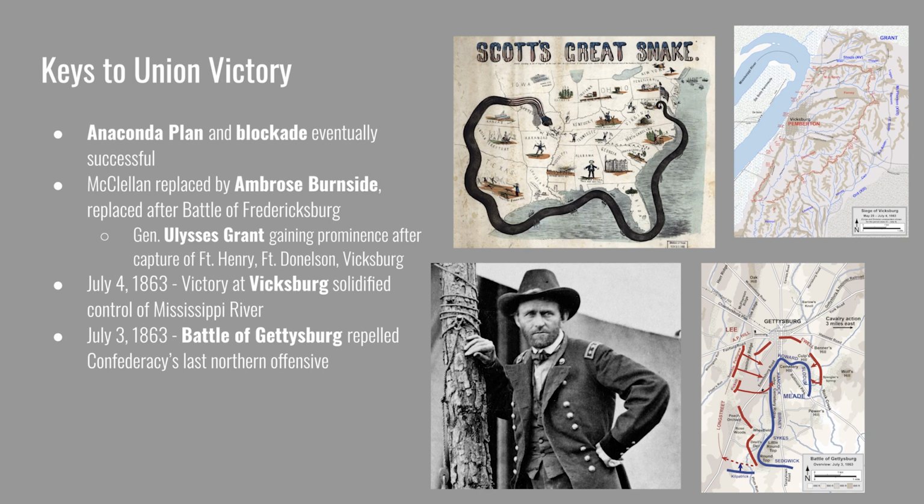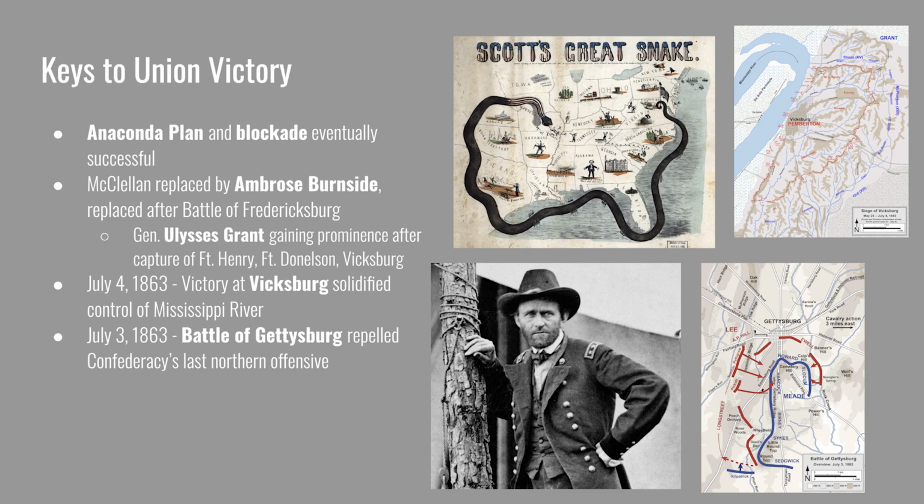Meanwhile, General Ulysses S. Grant is gaining prominence in the western theater of the war. He captures Fort Henry, Fort Donelson, and the city of Vicksburg in Mississippi, and solidifies the Union control of the Mississippi River. At the same time that Ulysses Grant was victorious at Vicksburg, the Battle of Gettysburg was going on in Pennsylvania. It was the last attempt by the Confederacy of making a northern offensive.